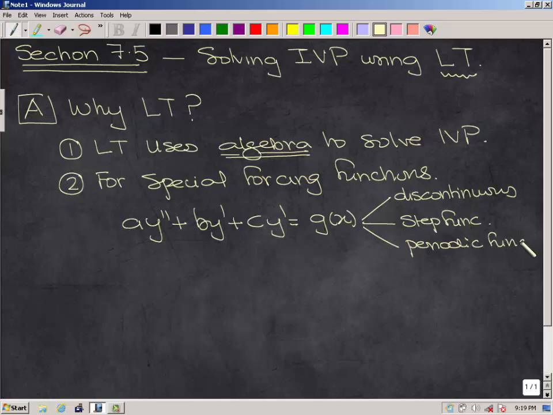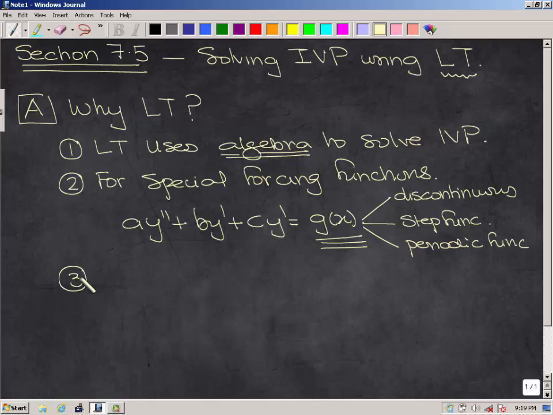So Laplace transforms can handle a lot more different types of forcing functions. These are called forcing functions, or external force, or input functions, whatever you want to call them. Laplace transforms will help us solve a lot of different varieties of differential equations than what we've been dealing with. So it is really powerful in that sense.